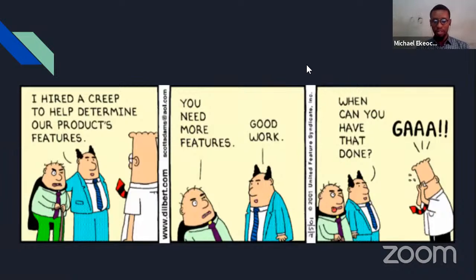Can you guys see the image on my screen? Can you see the little picture on my screen?